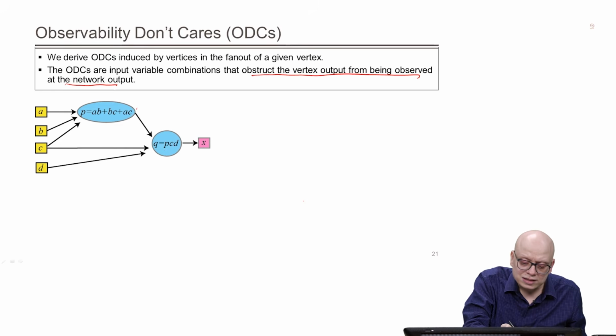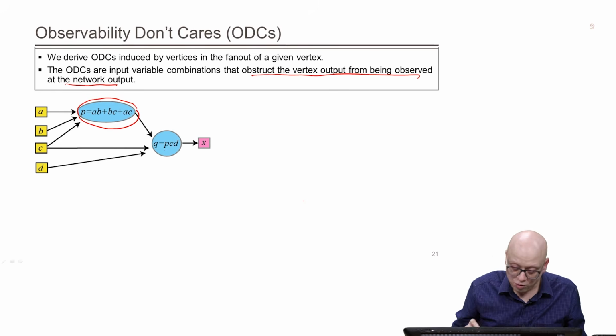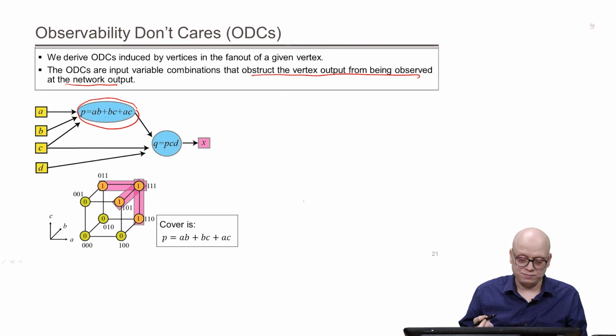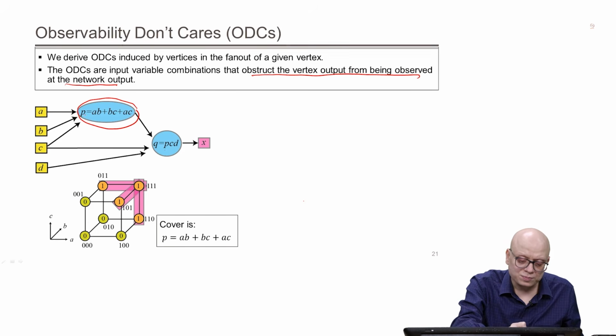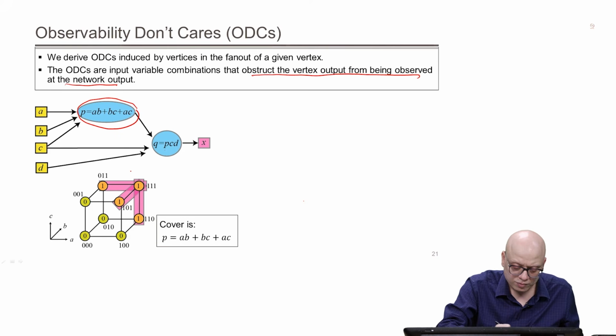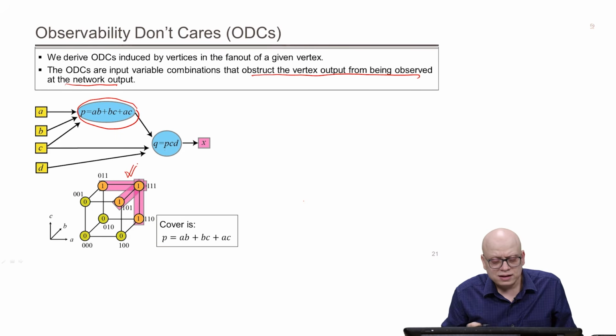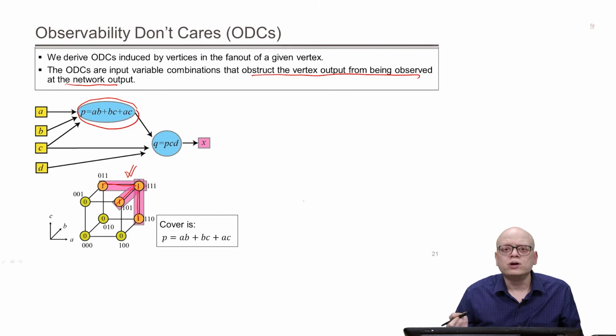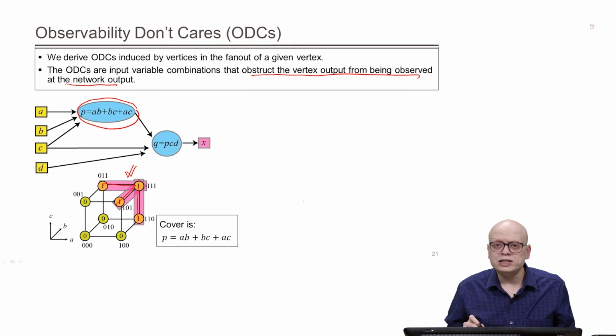Now, let us consider this vertex P. If we try to optimize it, there is not much possibility of optimization by a two-level logic optimizer. If we see the function P is equal to AB plus BC plus AC and draw its hypercube representation, then we can see that there are three implicants in the cover and we cannot further reduce it. But if we utilize observability don't care, then we can perhaps optimize it.